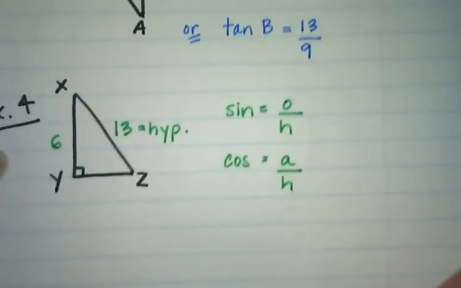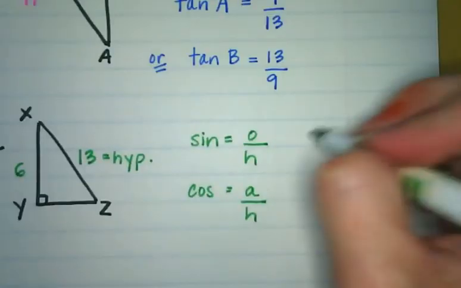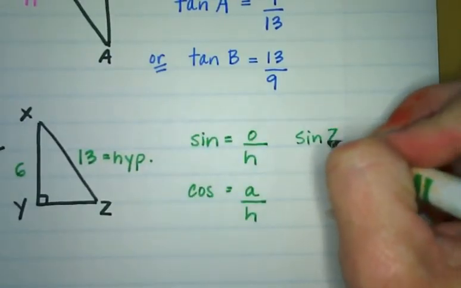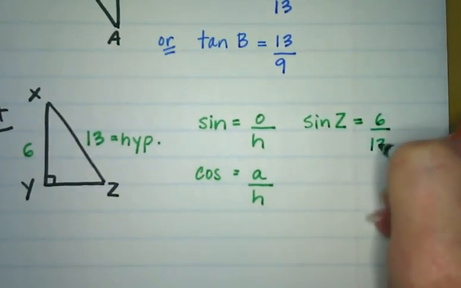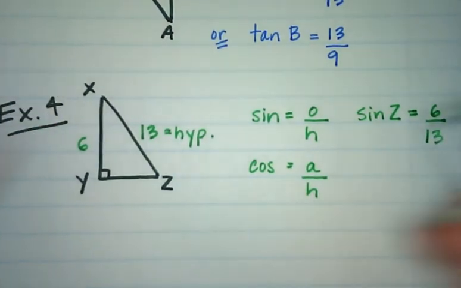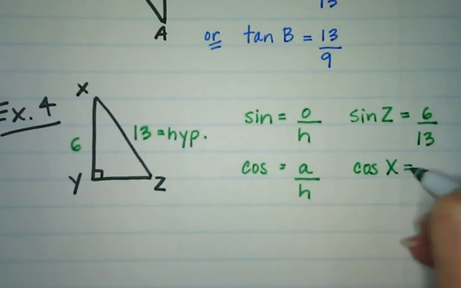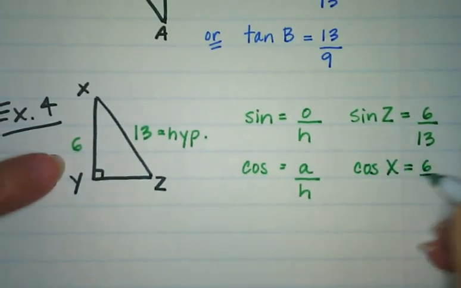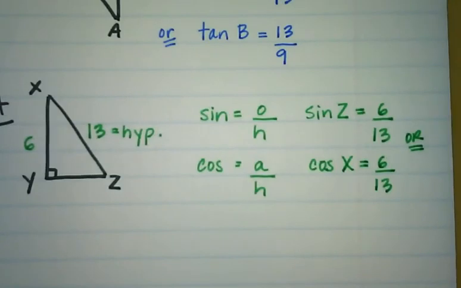The opposite side is across from the Z. So the sine from angle Z would be opposite over hypotenuse. And this one would be adjacent if we were at angle X. So then that tells me that the cosine from angle X would be 6 over 13. So those are two possible trig ratios that we could come up with using this triangle.